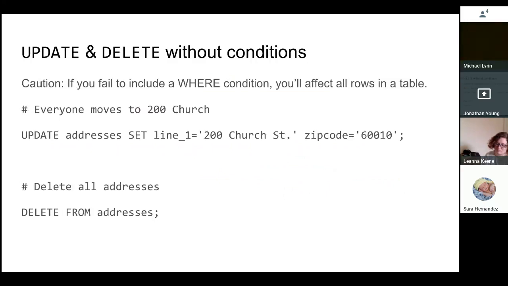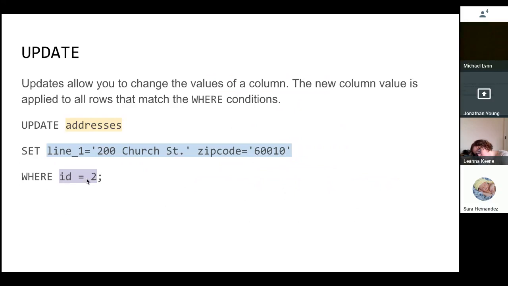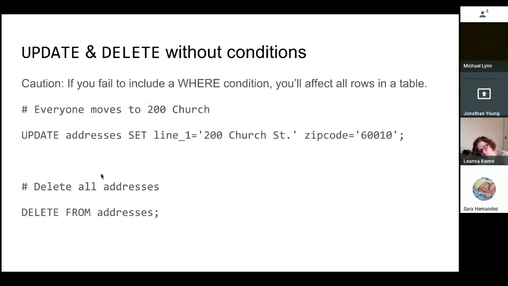So you generally want to do a where condition whenever you update or delete things, because the issue is, if I do an update statement to the addresses table, set line 1 equal to 200 Church Street in 60010, which I think is Evanston, and you do this without a where clause, like we saw over here with where ID equals 2, then every single person moves to 200 Church.